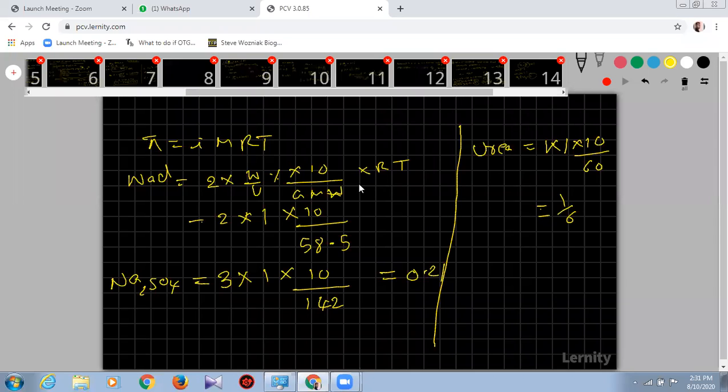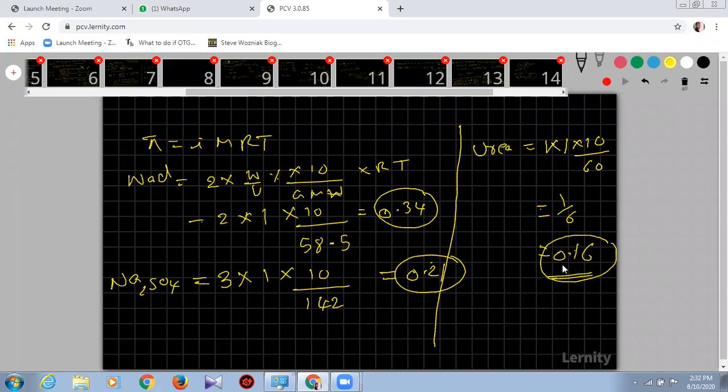Here 20 by 58.5, that is 0.34. Here 1 by 6 is 0.16. So now whichever has more osmotic pressure: 0.34, 0.21 and 0.16. Which one has the more osmotic pressure? Urea has more osmotic pressure.